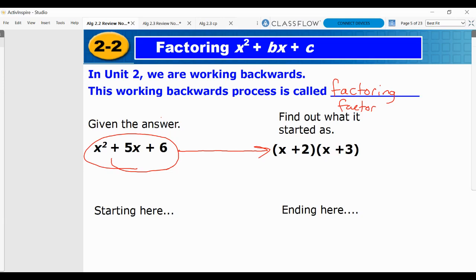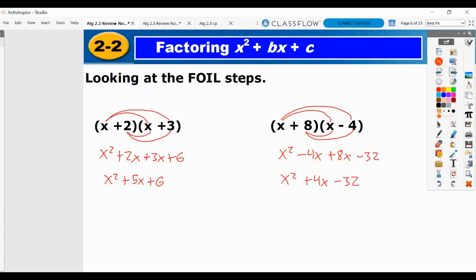Here's our next slide. And I want you to take a look at these FOIL steps because there's a pattern here that's going to be super helpful to getting these problems solved. So here's the problem we just worked out. Take a look at this down here, this 5 and this 6. Those numbers came from this positive 2 and positive 3 being added together and multiplied together. 2 times 3 got you 6. 2 plus 3 would get you 5.